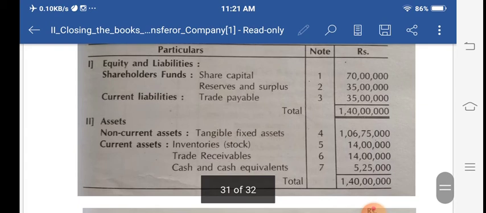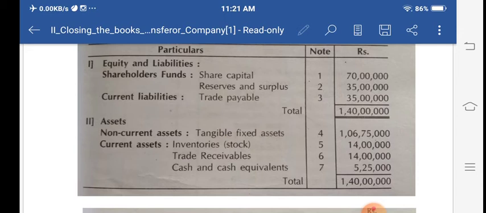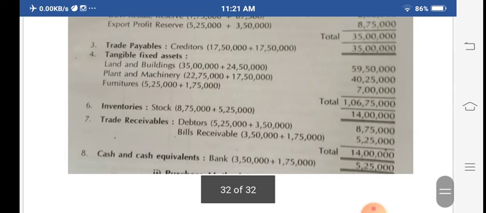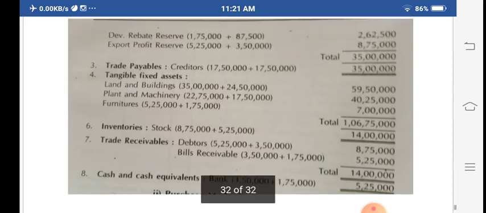Now see the assets, the non-current assets, tangible fixed assets, note number 4. It means now you have to combine whatever is given in the note of the problem. A Limited's land and building and B Limited's land and building you have to combine, and you will get the value of the tangible fixed assets. As well as the inventories you have to combine, trade receivable you have to combine, and cash and cash equivalents also you have to combine. All these things are given in the note, and just try to understand.